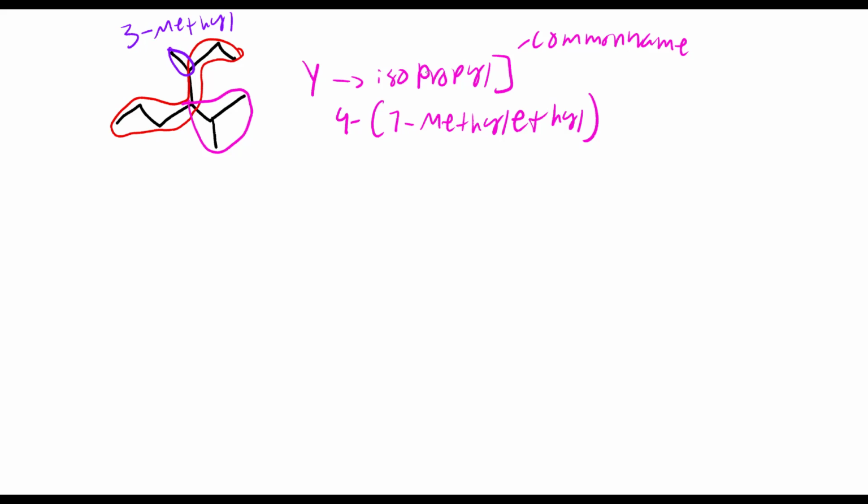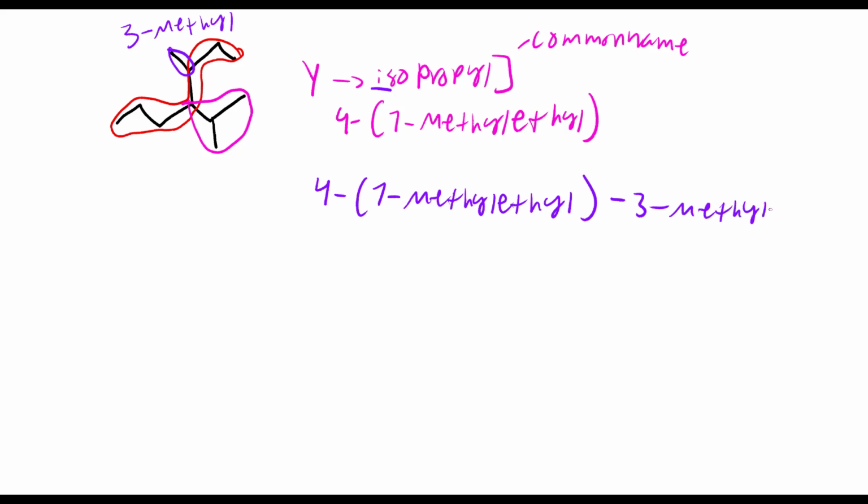And if we take this together, we will say that this is what? Well, isopropyl, the I comes before M, right? We use the I in iso for alphabetical ordering. So you can say 4-isopropyl, but since it's IUPAC, we're going to be using the complicated name. We will say that this is 4-(1-methyl ethyl)-3-methyl heptane.